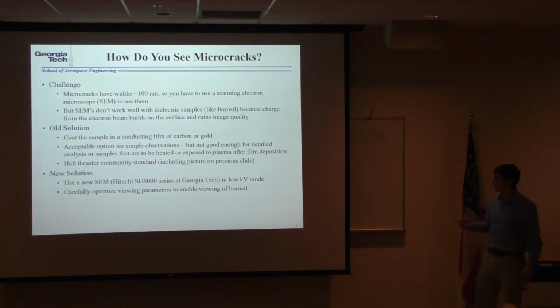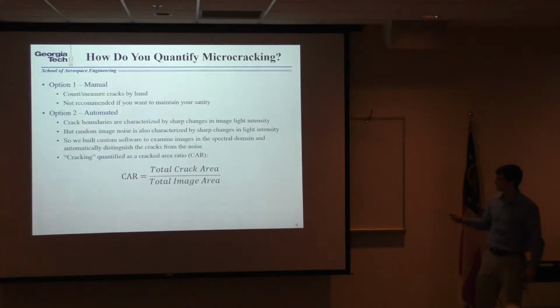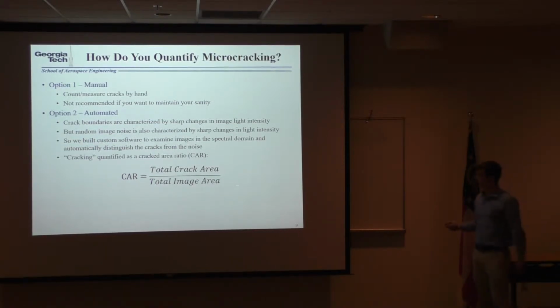And then with that information, we decided to quantify how cracked this area was by using the cracked area ratio. So all we did was we just said, okay, the total cracked area the computer finds, divide that by the total image area, and that's how we're going to quantify our cracking.